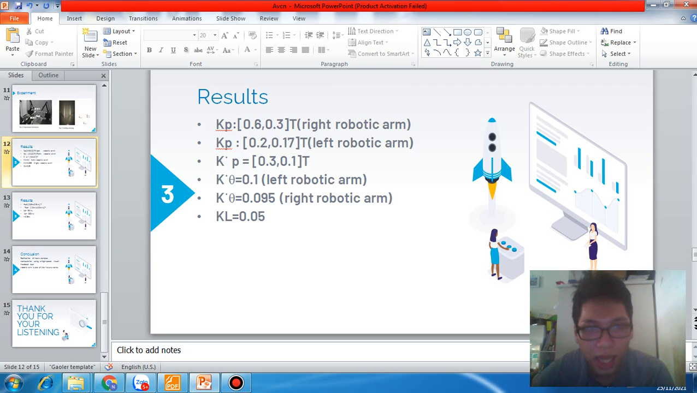K_b of the right robotic arm is from 0.3 to 0.60. K_b of the left robotic arm is from 0.17 to 0.2. K_b is 0.1 to 0.3. K_theta of the left robotic arm is 0.1. K_theta of the right robotic arm is 0.095. K_L equals 0.05.